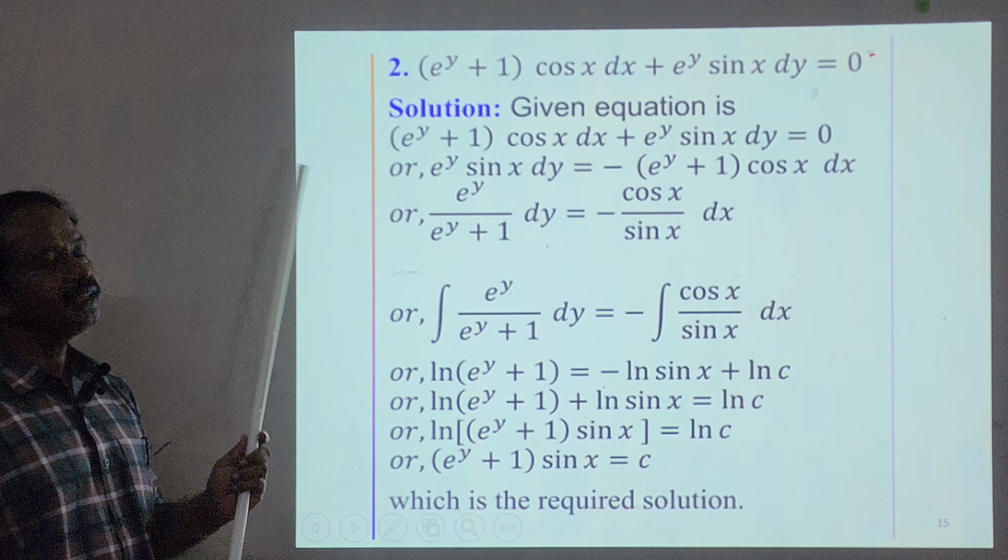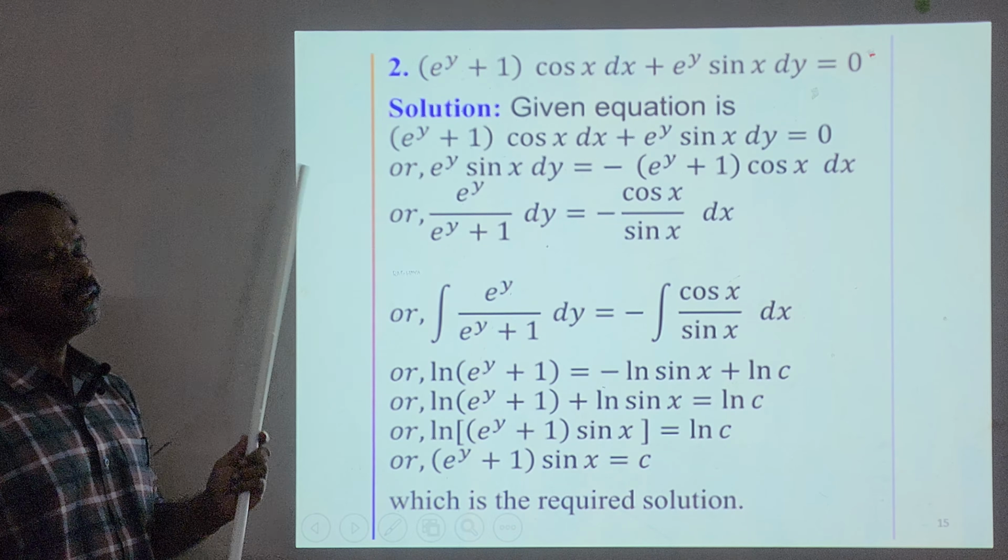And what of this term? The integration, after integrating, you will get ln e power y plus 1, correct? 1 by e power y plus 1, the answer will be e power y. See, when you differentiate, you will get 1 divided by e power y plus 1, again e power y dy. See, you will get this.